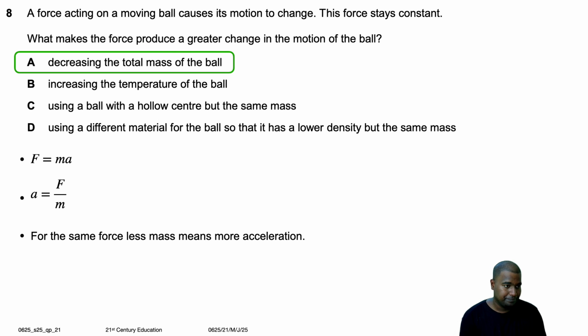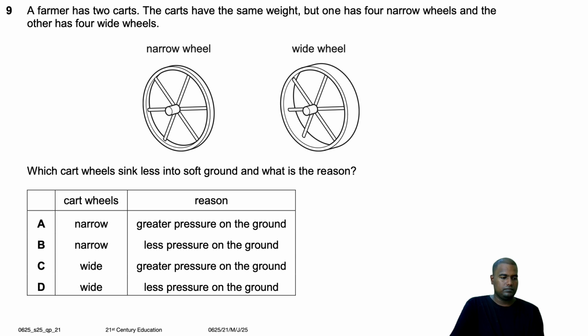Okay. A farmer has two carts. The carts have the same weight, but one has four narrow wheels and the other has four wide wheels. Which cart's wheels sink less into soft ground, and what is the reason?